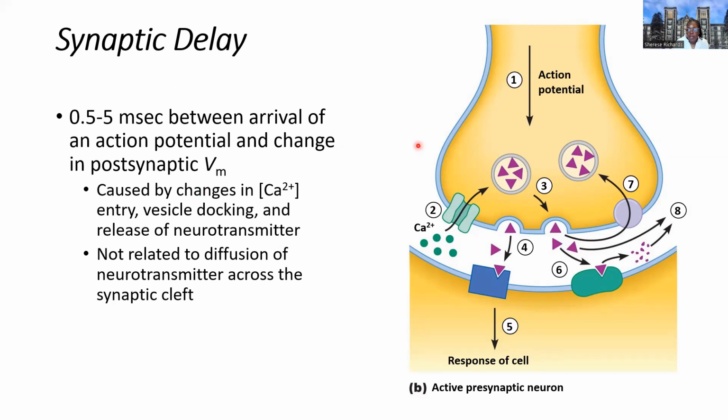So you'd kind of be tempted to think that the delay is because the neurotransmitter needs to move across the gap. And that is not so the case. It's more so because it takes time for the vesicle to get close to the edge of the membrane and then for exocytosis to happen.